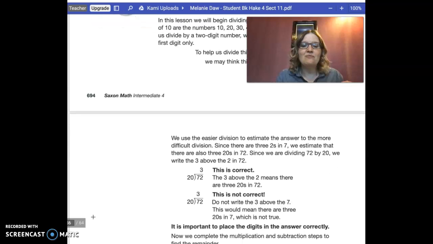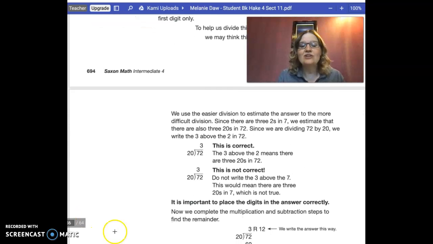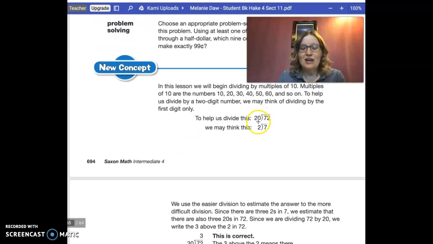Let's begin. We're going to look at this problem from the book, 72 divided by 20. Like it says in the book, we can take the 20 and look at it as the 2, because really we're looking at 72 divided by 20.